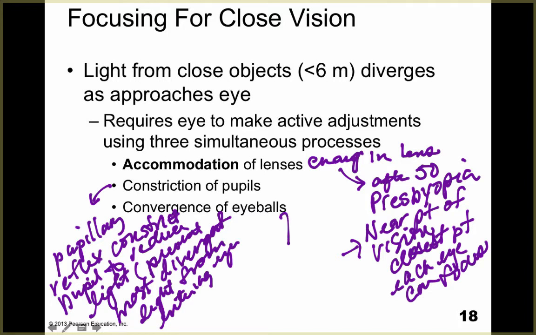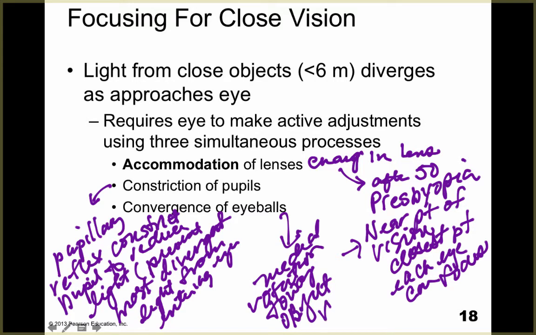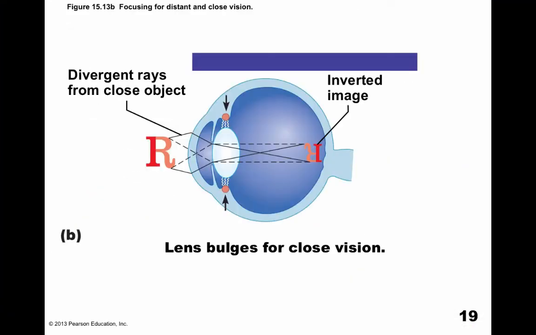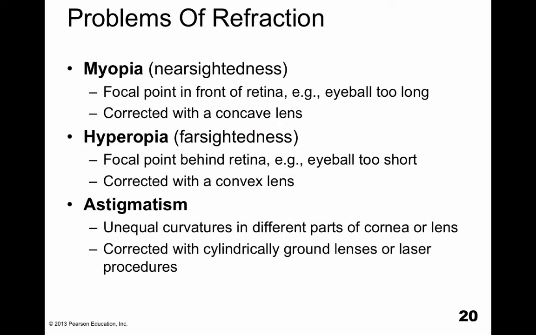And then you have the convergence of the eyeballs, and that's basically just a medial rotation of the eyeball towards the object being viewed. So both eyes kind of focus on it. So that kind of explains how our eyes work to focus.